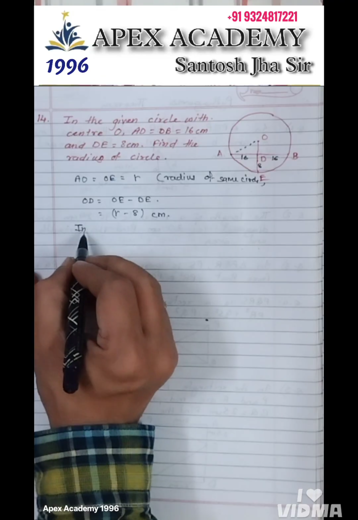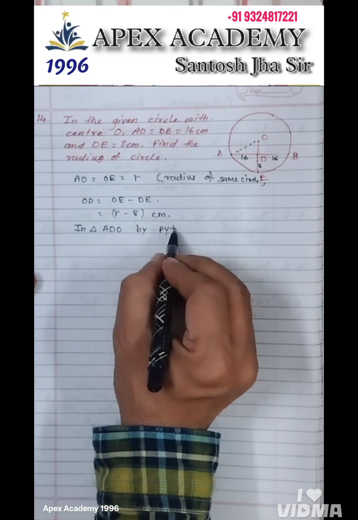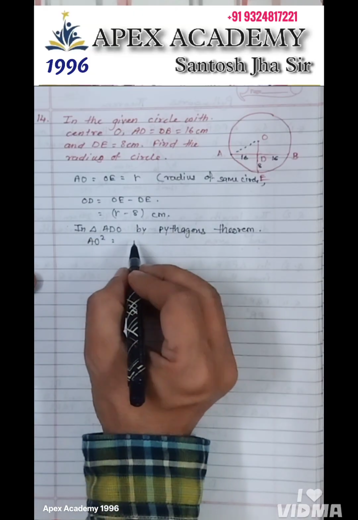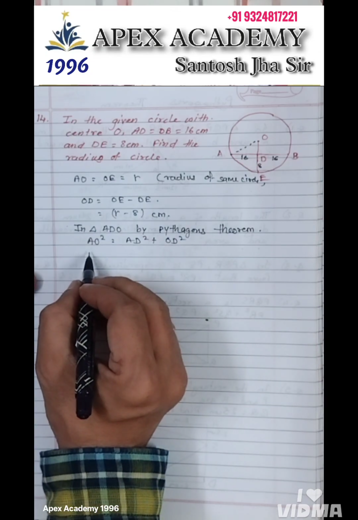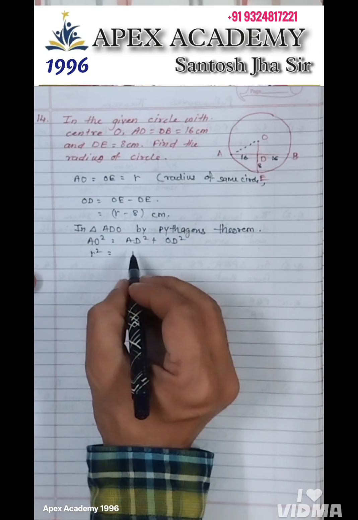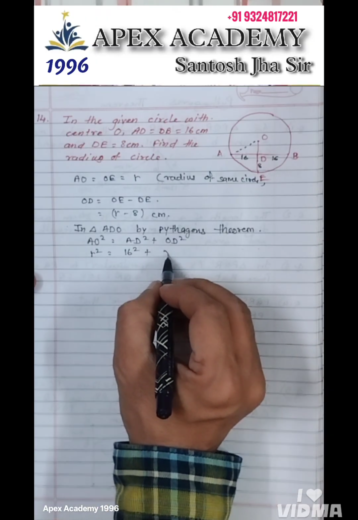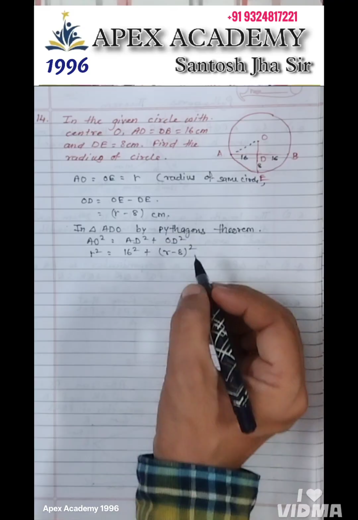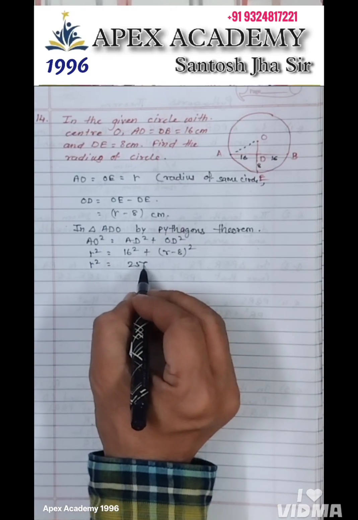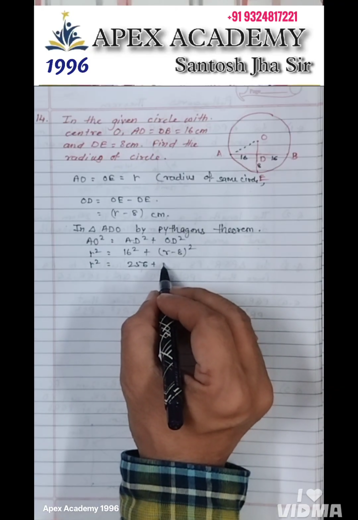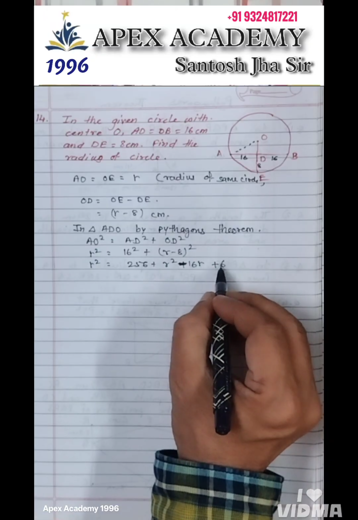So now in triangle ADO by Pythagoras theorem, we'll get AO square equals AD square plus OD square. So AO is R, AD is 16 already given, and OD is R minus 8. So we'll write here R square, 16 square is 256. This is the A minus B whole square, so it is R square minus 16R plus 64.